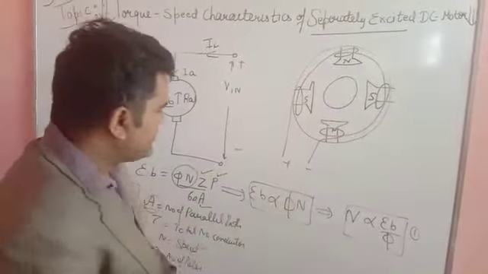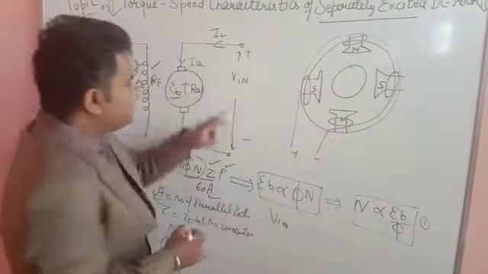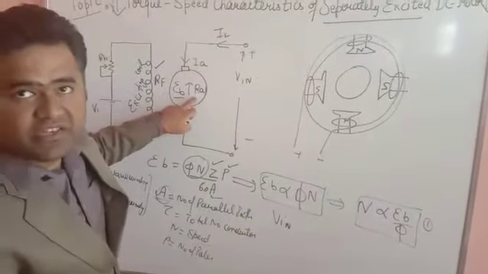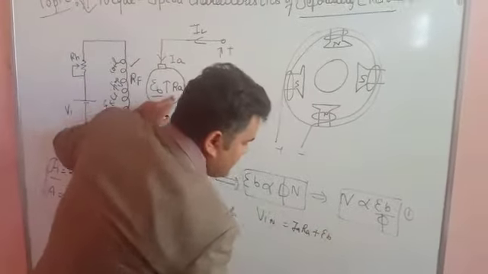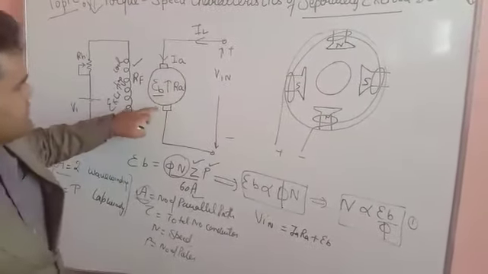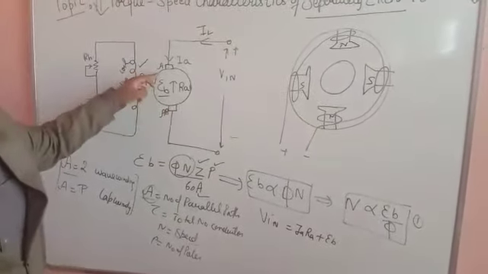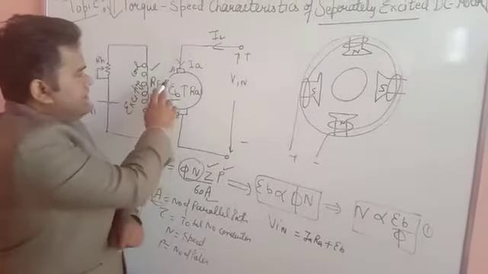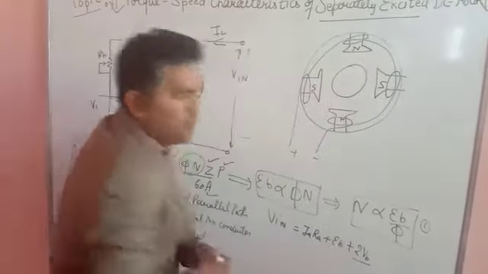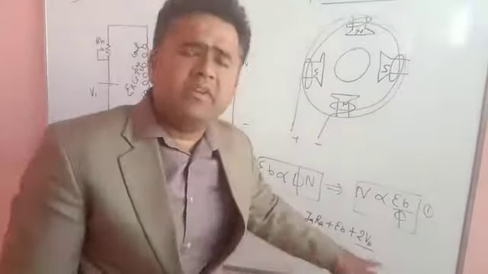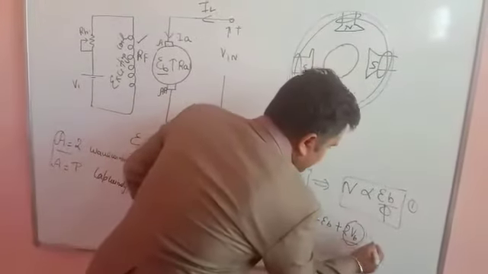Now talking about the second equation, you have given the supply V in from here. What is V in equal to? There is a drop across the armature resistance, IA RA drop, plus there is a back EMF EB, plus there is a brush drop. This is brush A, this is brush AA. Now there are two brushes. Let one brush drop be VB, now two brush drop is 2 VB. Sometimes we ignore this value as it is very small. Hence, we ignore this value.